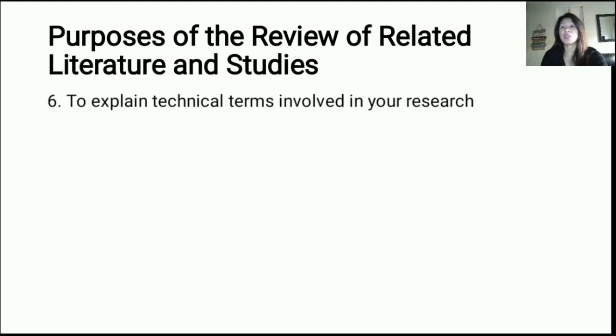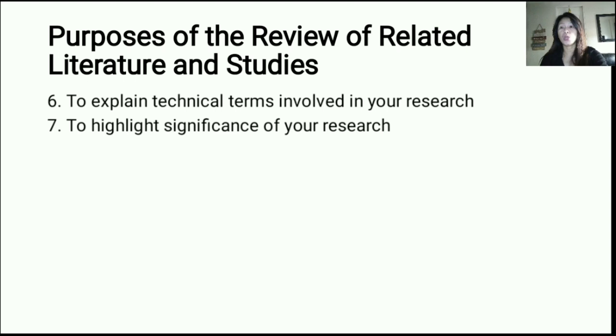Number six, to explain technical terms involved in your research. There are researches that when you look at the title, you get confused or you find words in the literature unfamiliar or too foreign. So the RRL or the review-related literature can provide explanations about terms in your research that are highly technical. Number seven, to highlight significance of your research. The RRL normally highlights or emphasizes the importance of doing the research about certain topics.